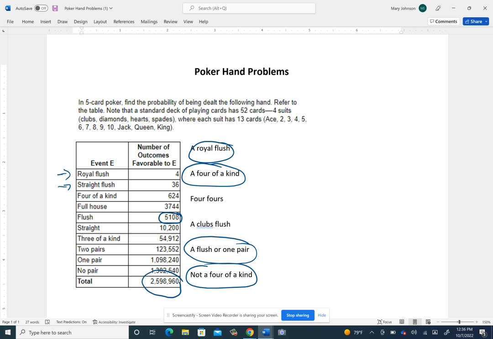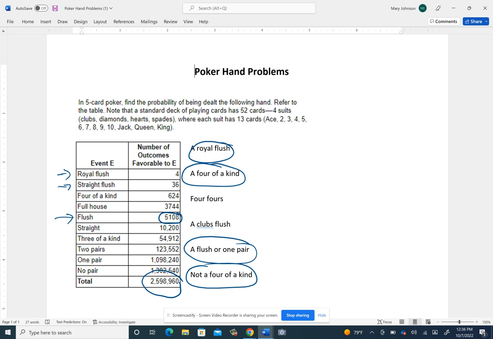A 5-card hand will only go in one place in this chart. There's no overlap. So when they talk about flush down here, the flush they're talking about is 5 cards all of one suit, but not a straight flush, not a royal flush. So you don't have to worry about things being double counted.